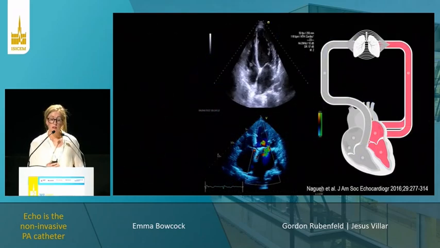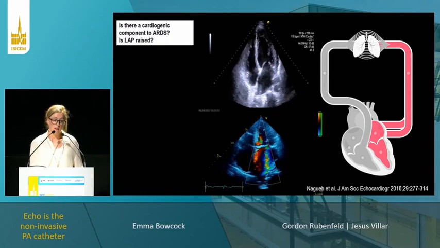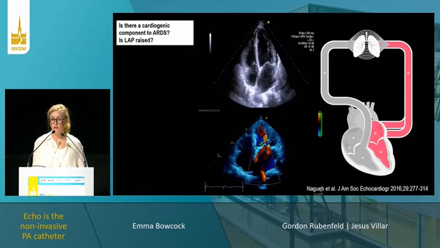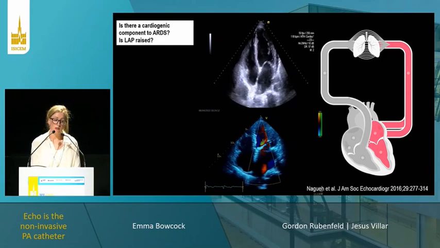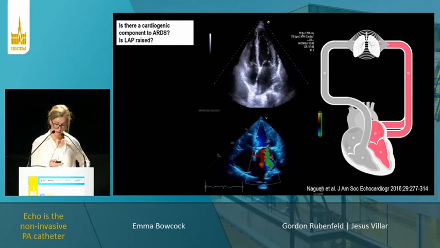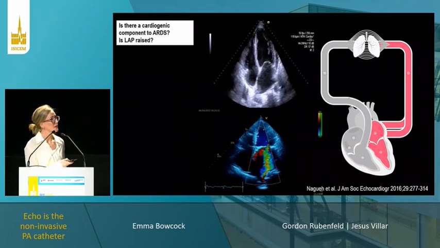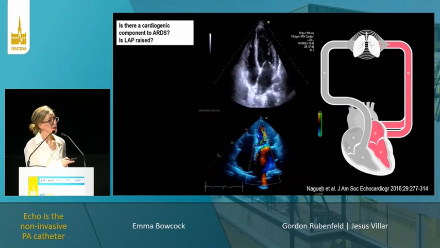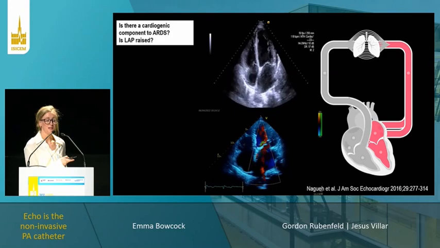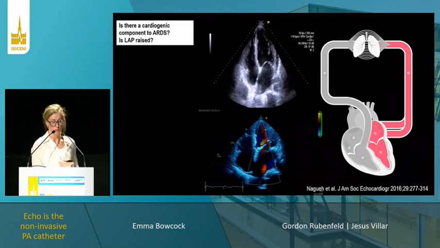And finally, moving on to the left side, that really difficult question: is there raised left-sided filling pressures? And it's really quite difficult to answer this in most patients. In patients like this, it's easy because we have severe left ventricular systolic dysfunction. We have a really dilated left atrium, and instead of having that bowing to the left side, we now have fixed bowing to the right, and we know that this patient has raised left atrial pressure.